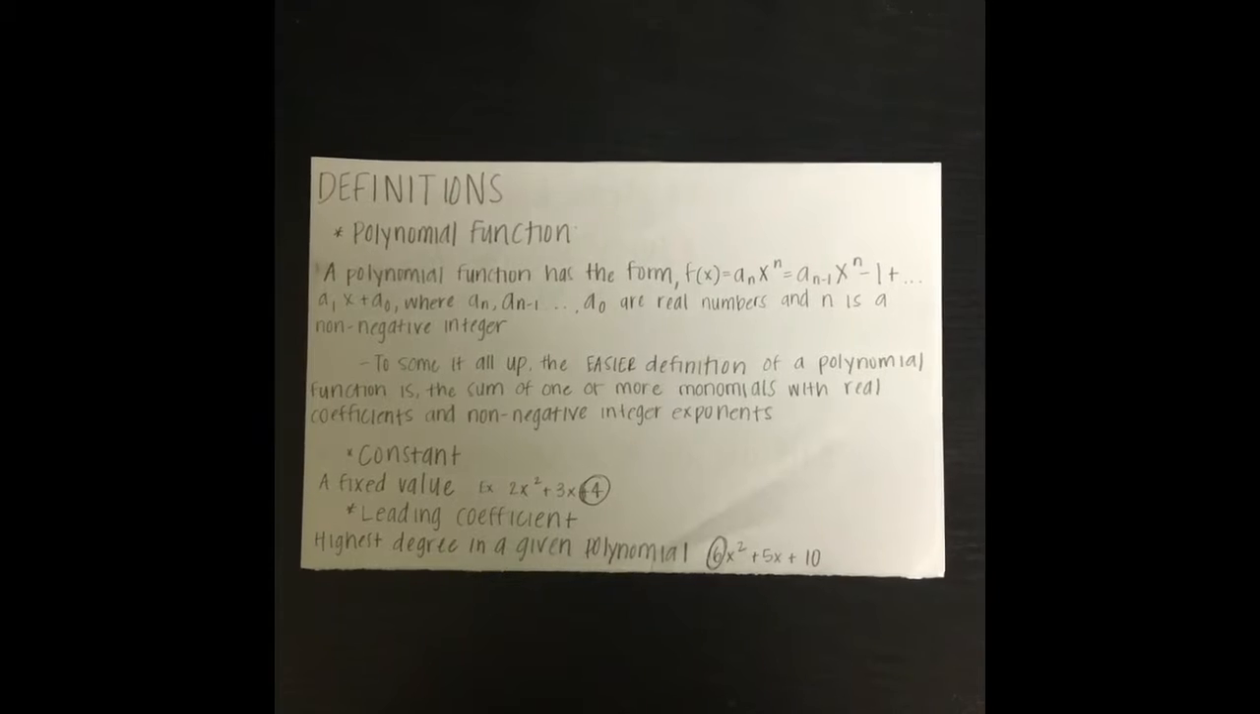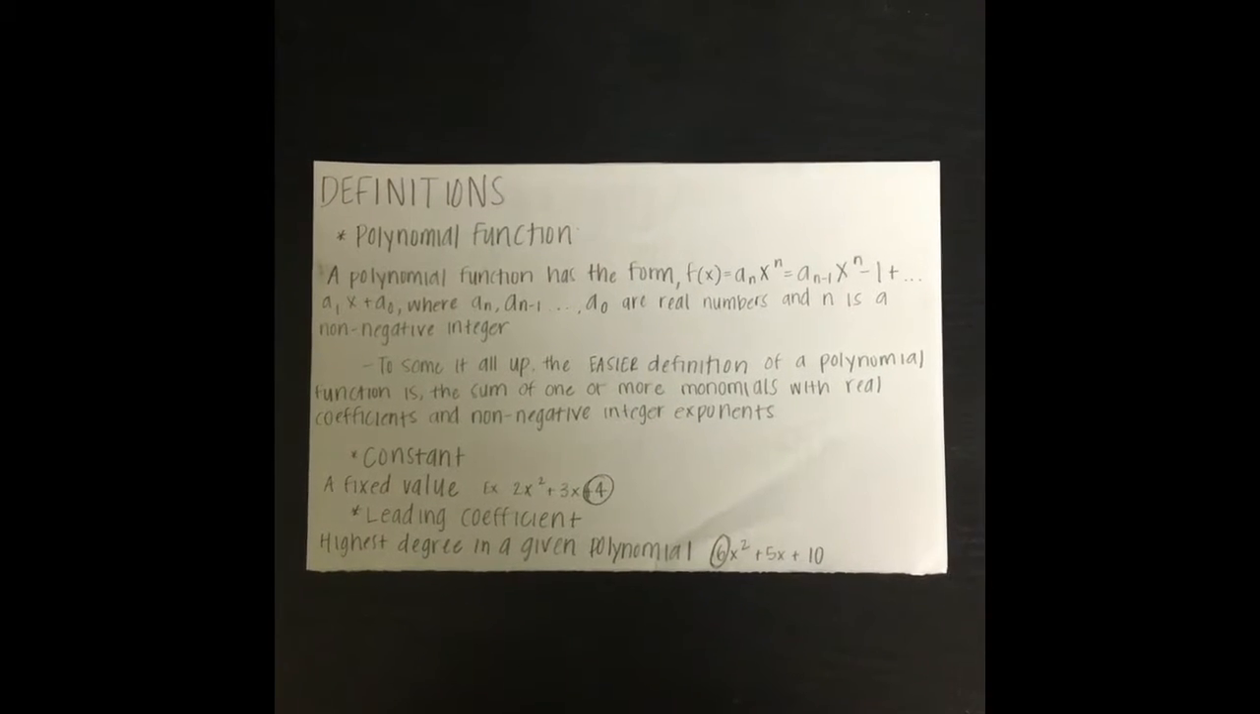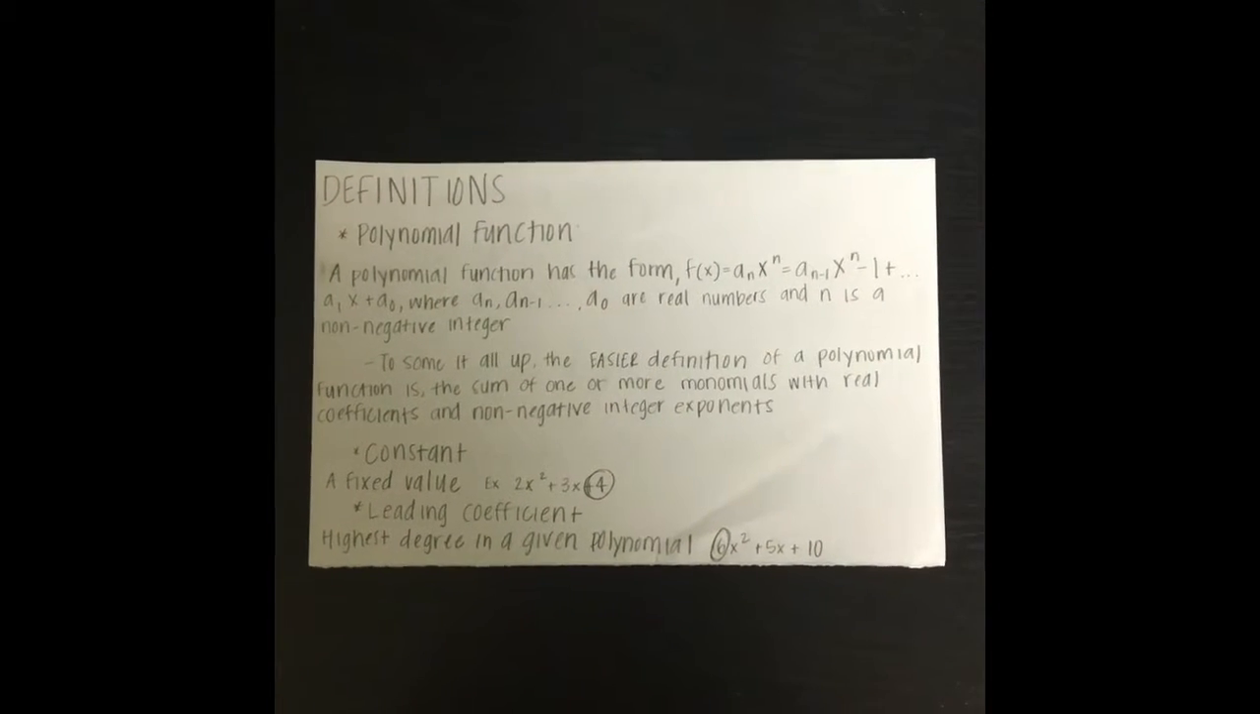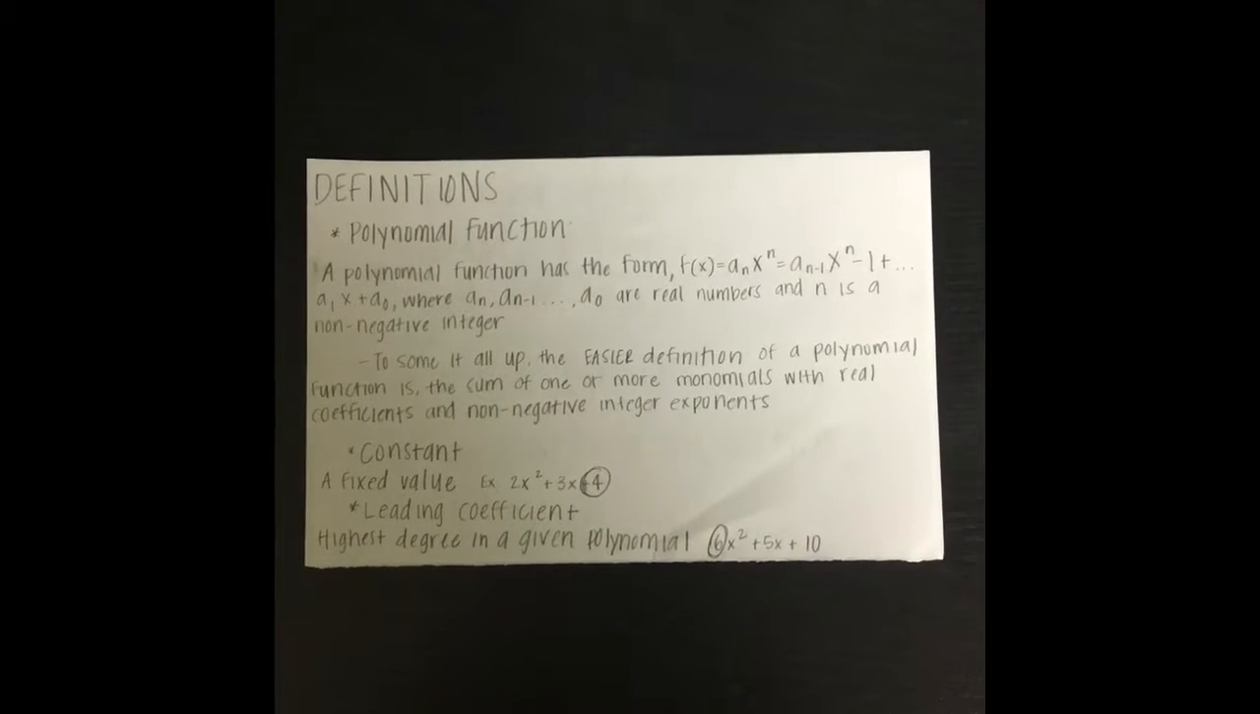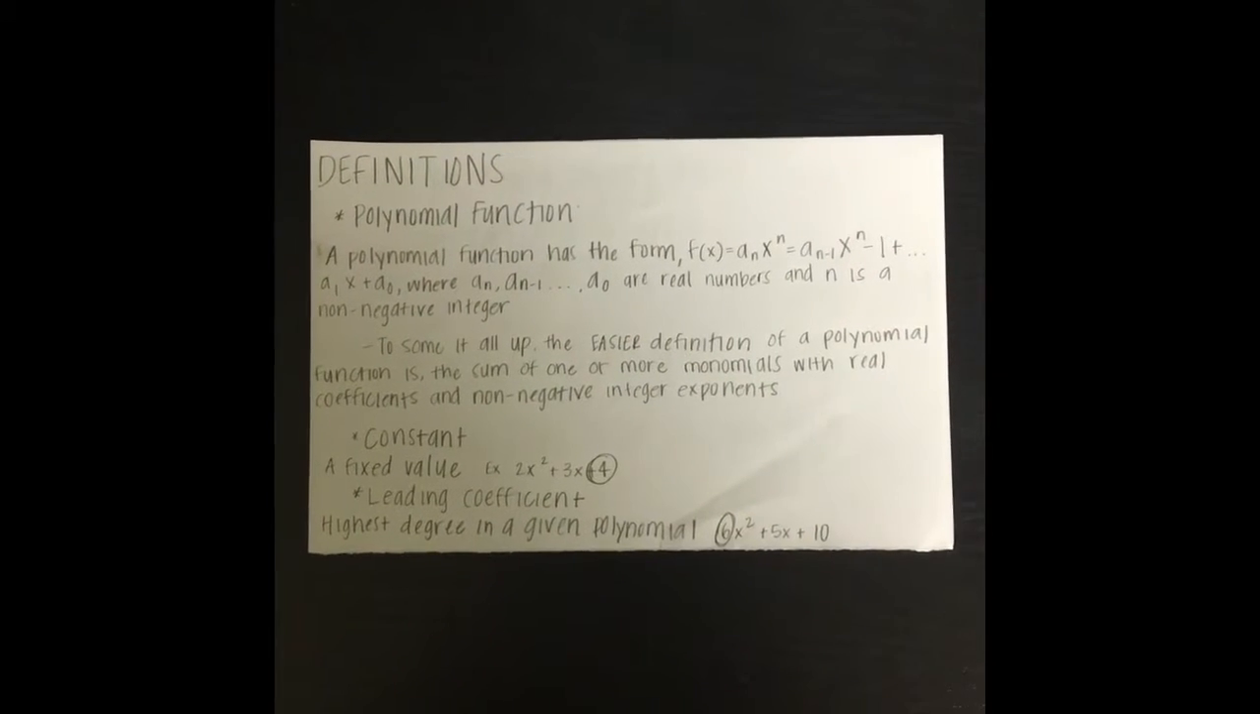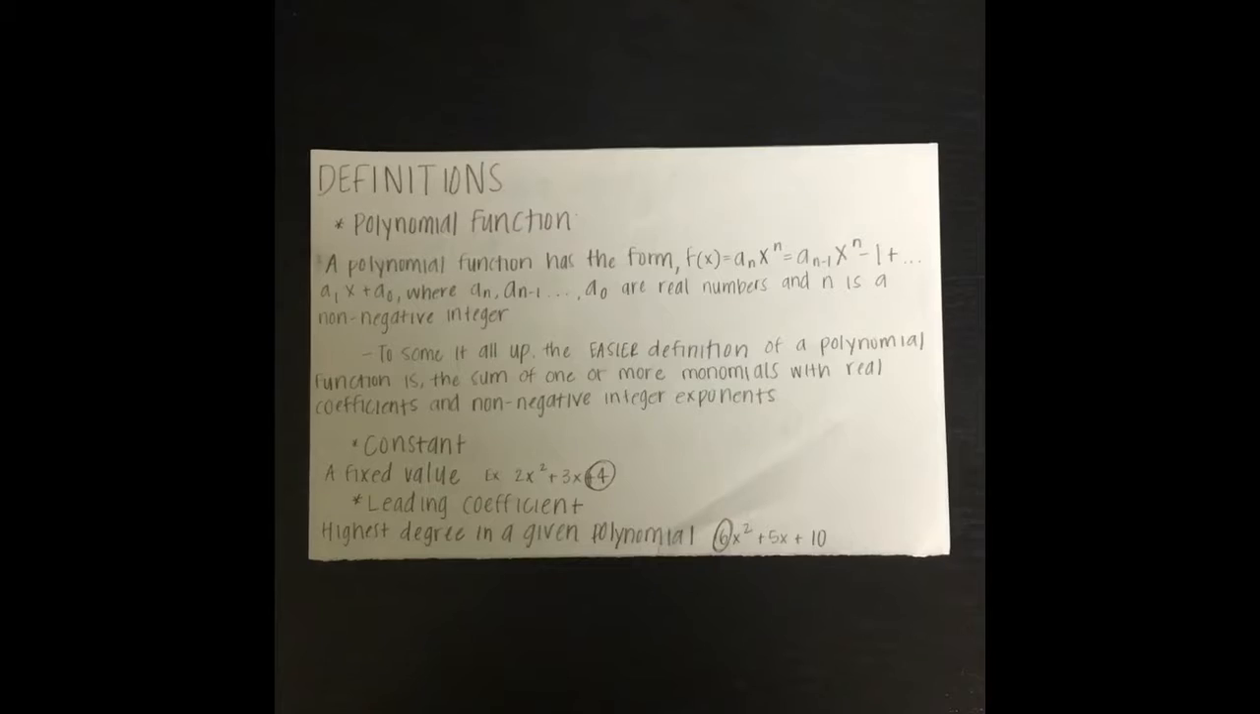Then the last word is leading coefficient, which is the highest degree in a given polynomial. The example is 6x squared plus 5x plus 10. The 6 is circled because it is the leading coefficient.